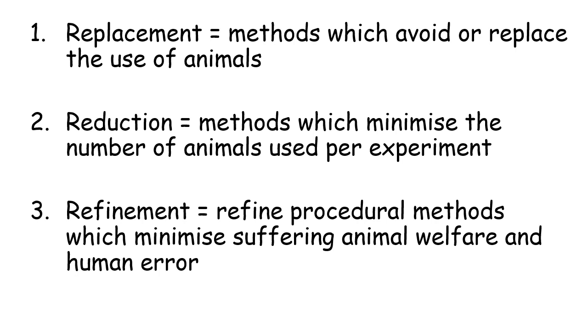The third one is refinement. Now refinement is a difficult one to explain, but refinement is looking for ways which would minimize the suffering to the animal, welfare and human error. So refining your technique so that you're not causing undue pain to organisms. In some situations, organisms could be modified so that they don't experience types of pain, or where it is necessary to see a pain response, that the time threshold that you're allowed animals to experience pain for is kept to a minimum.